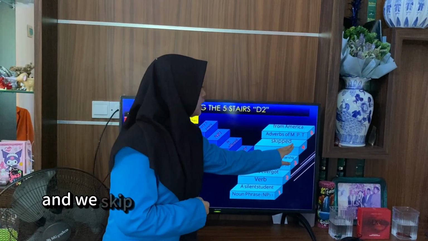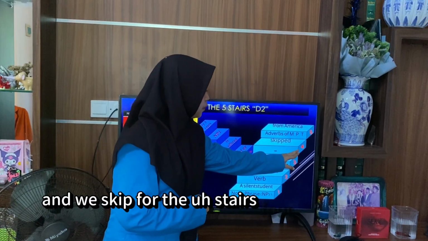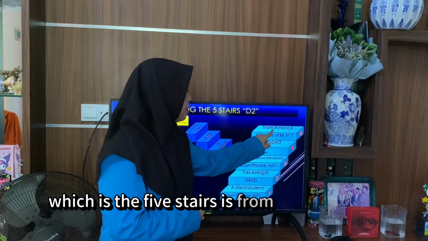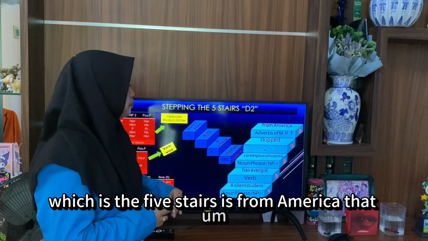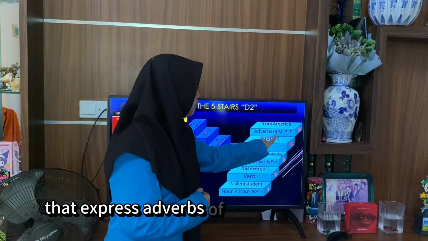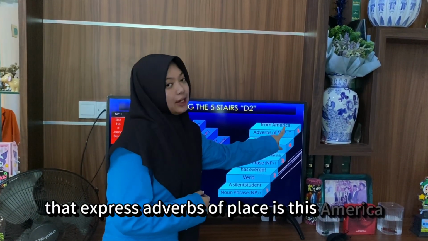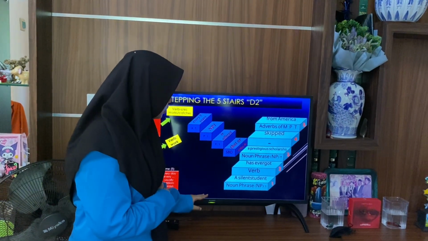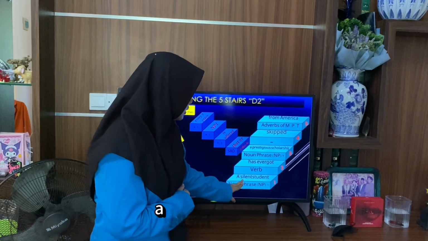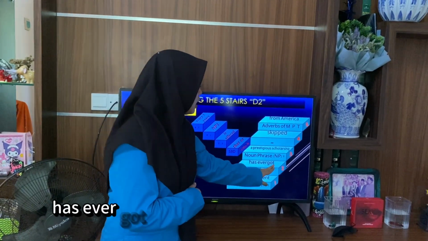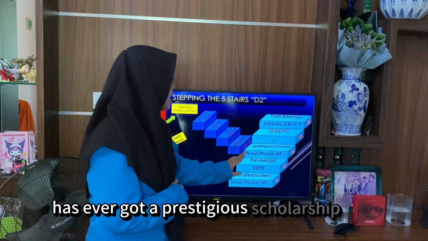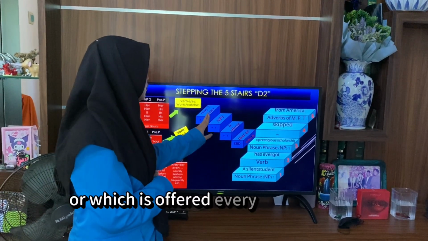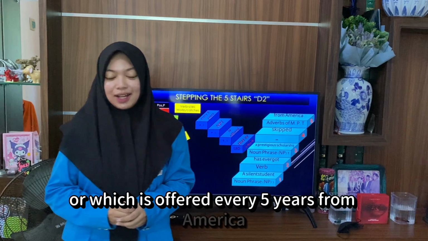And we skip for the stair 4. And the last stair, which is stair 5, is from America, to express adverbs of place. This is America. So for the long example: a silent student has ever got a prestigious scholarship that, or which, is offered every 5 years from America.